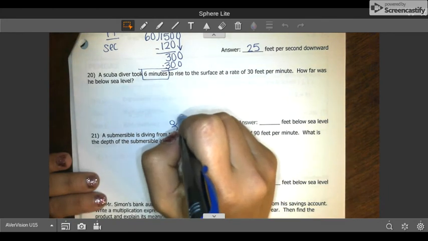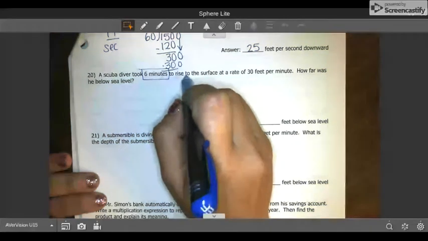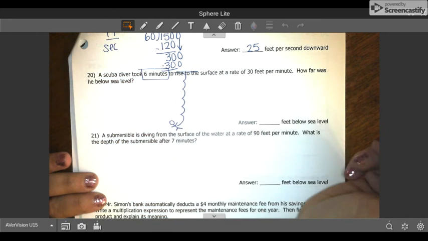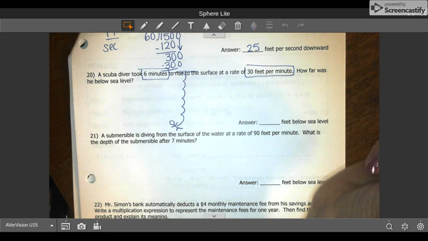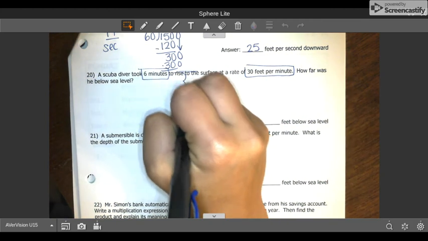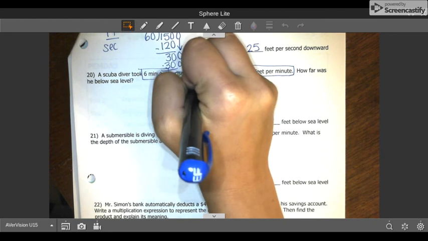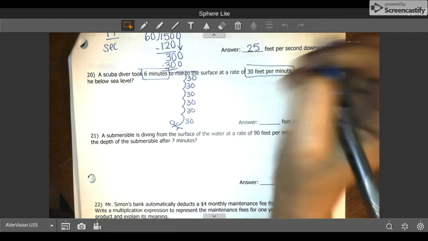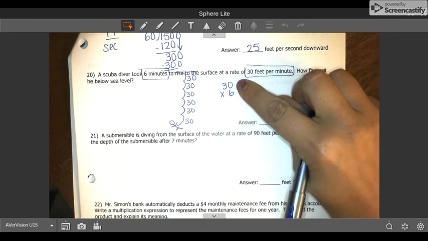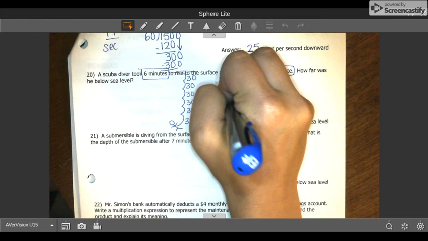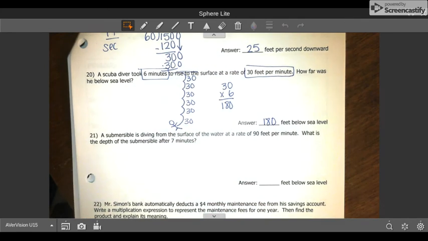So that's 1 minute, 2 minutes, 3 minutes, 4 minutes, 5 minutes, 6 minutes, and now he's at the surface, okay? And each minute he swam up 30 feet. So 30 feet, 30 feet. This turns into a multiplication problem, or you can think about it as repeated addition. But you're going to do 30 times 6 to represent the 30 feet per minute for 6 minutes. And he was 180 feet below sea level at the start of the problem.